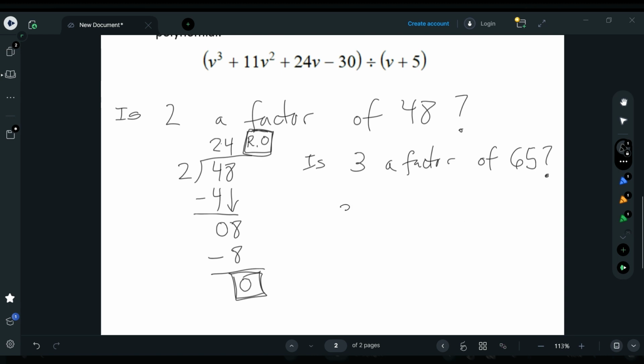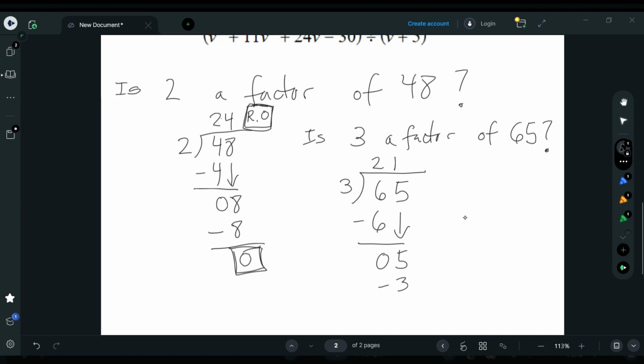Let's do long division. Let's see, how many times does 3 go into 65? 3 goes into 6 2 times. 2 times 3 is a 6. Subtract, that's a 0. Bring down the 5. How many times does 3 go into 5? Once. 1 times 3 is a 3. 5 minus 3 is a 2. Now look, this is our remainder. So here, 65 divided by 3 is 21, remainder 2. Since the remainder here is not a 0, that means 3 is not a factor.